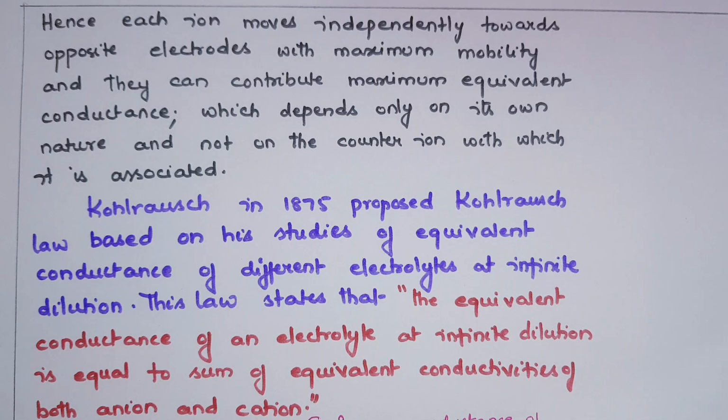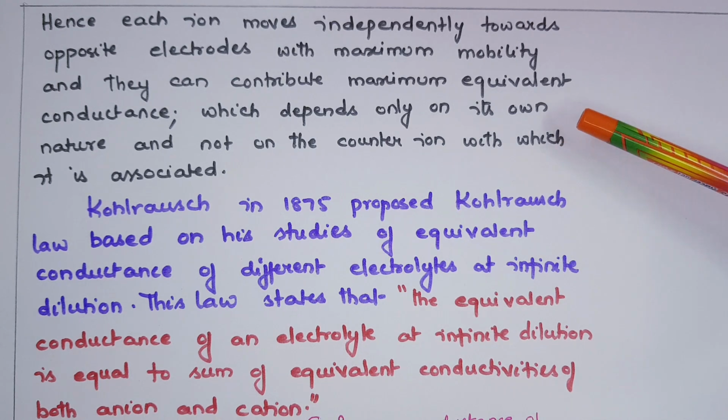Okay, students. Now this is all at which point? At infinite dilution. There are no attractions between the opposite ions. So positive ion moving towards negative electrode, negative ion moving towards positive electrode. They are moving with the maximum speed, and we can say that now they are able to contribute maximum equivalent conductance, and this we know depends on its own nature and not on the opposite ion with which it is associated.